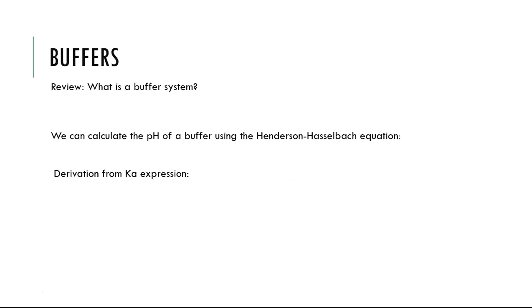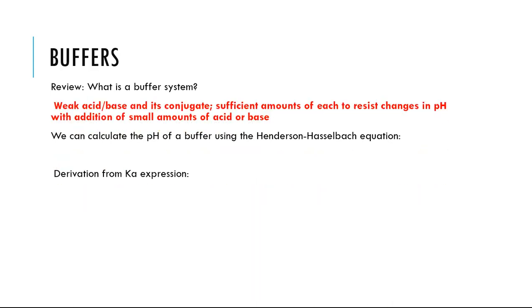All right, and then the last piece of this pH regulation of the stomach is talking about buffers. So we already know what a buffer system is from Unit 8. As a reminder, it's a weak acid or base and its conjugate. And so we need sufficient amounts of both the acid or base and the conjugate to resist changes in pH with addition of small amounts of acid or base.